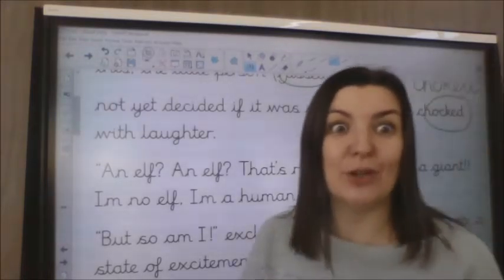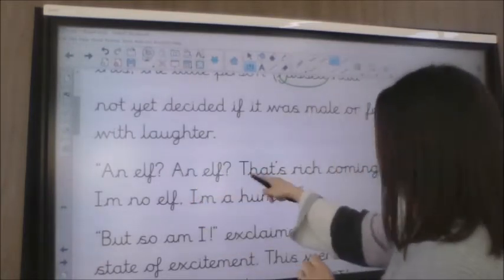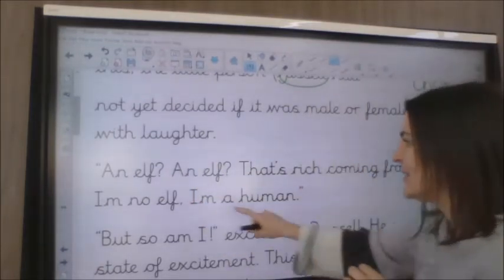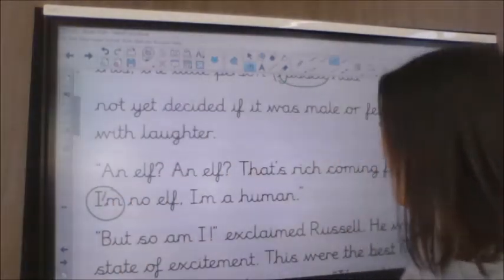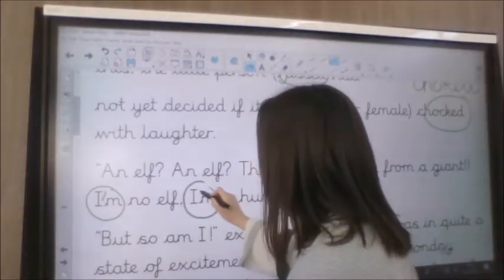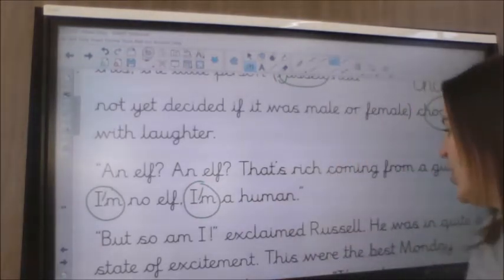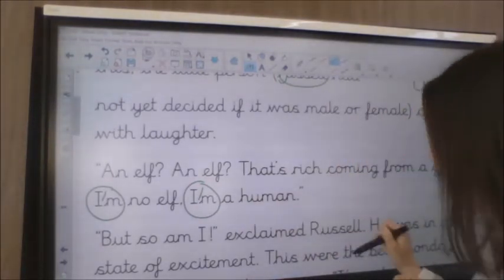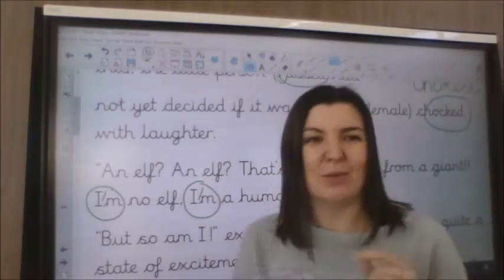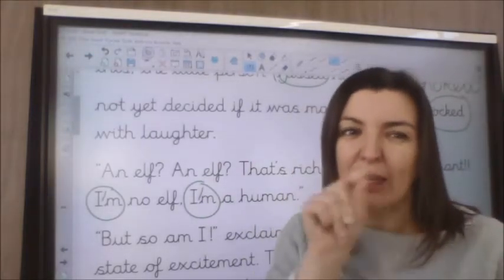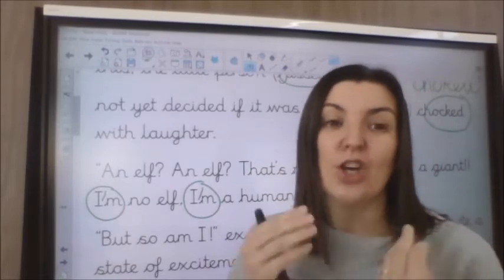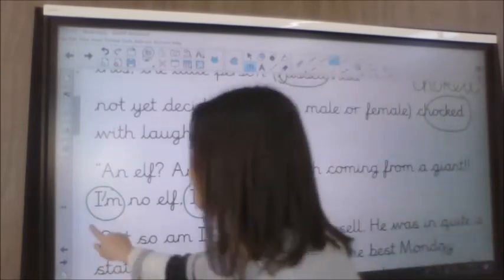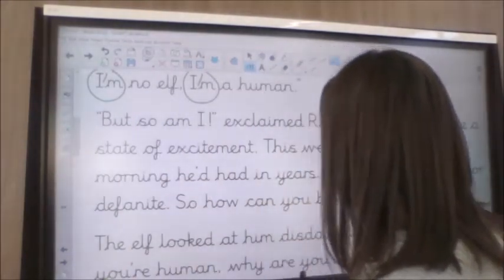Okay, so let's have a look then. So I've got an elf. "That's rich coming from a giant." There again is the missing apostrophe. "I'm no elf," and again, "I'm a human." "But so am I," exclaimed Russell. He was in quite a state of excitement. I think that was all that was there, but we'll read a little bit further on, just so that we've definitely got the idea of what we're looking for.